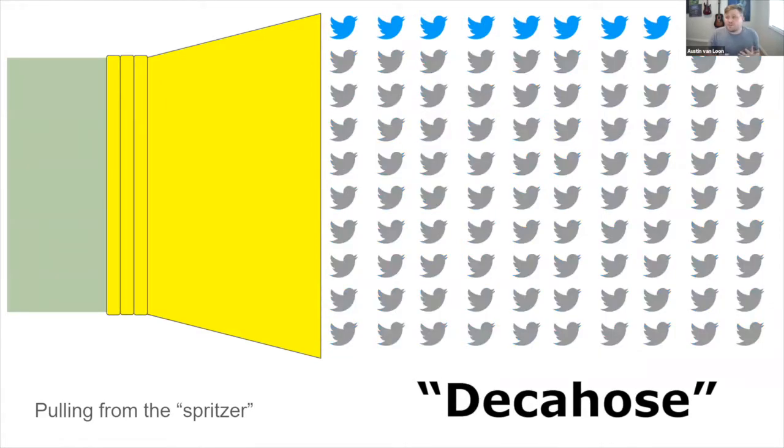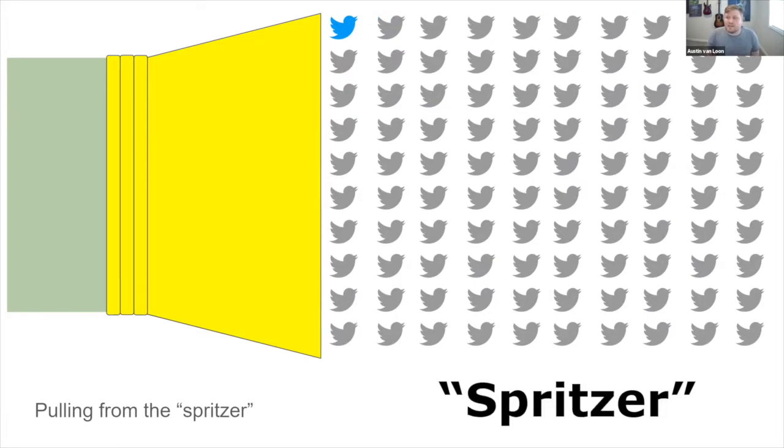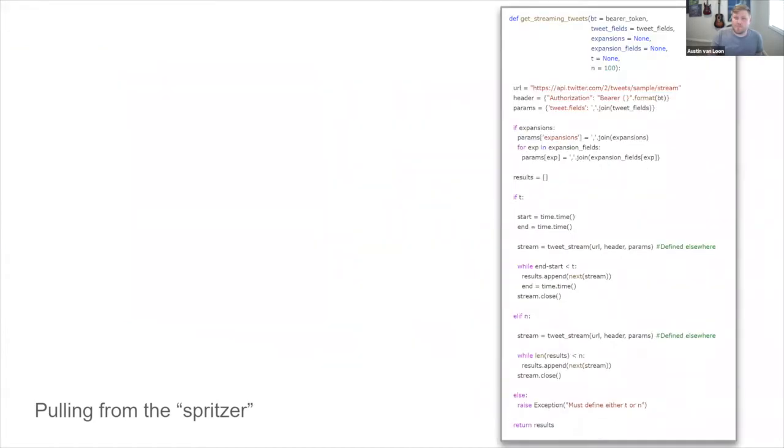Then there's the decahose, which I've also heard called the garden hose, which is about 10% of all tweets as they're published. And then lastly, there's the spritzer. For the firehose and decahose, you have to do special stuff to get access, but the spritzer is actually available to anybody with a developer account. So that's the one we're going to access here in the notebook and in this session.